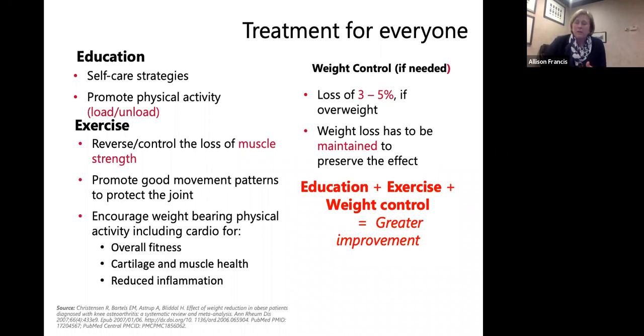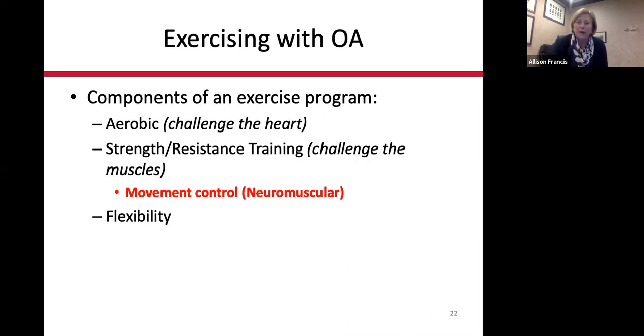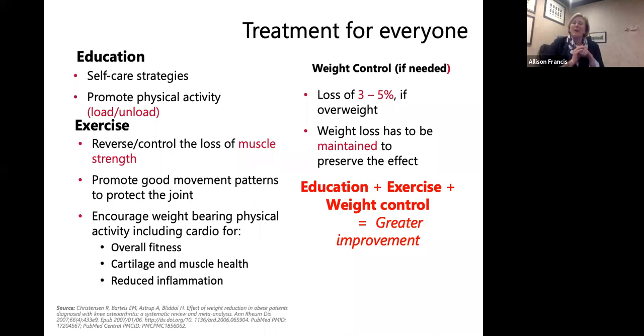Exercise, one of the things that we want to focus on is reversing or improving the control of our muscle strength. So we really want to help get that muscle strength, but not just building just strength. We really need to have good movement patterns to protect that joint. And that's a really important thing, is that when we have good movement patterns, the joint will have a nice way that they align, that they will load the cartilage symmetrically and evenly.